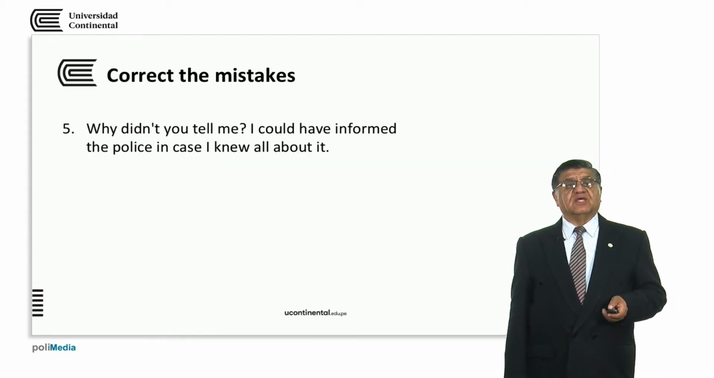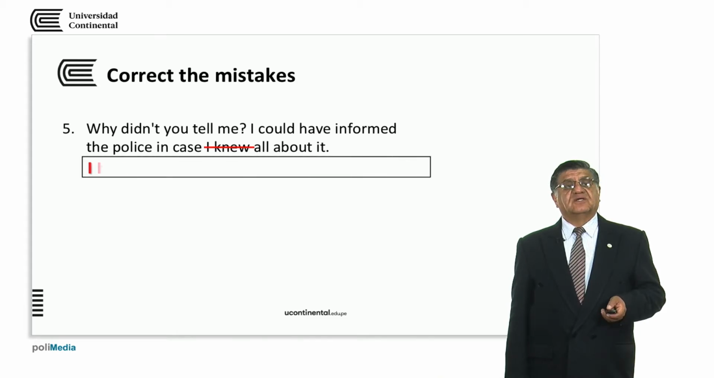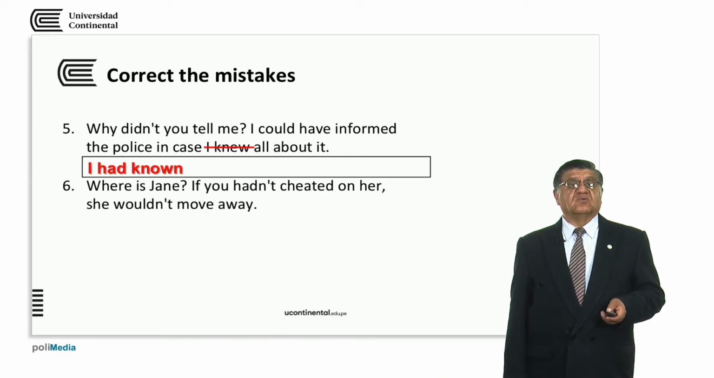Why didn't you tell me? I could have informed the police in case I knew all about it. Obviously, I knew, because it's the if clause that in this case, in case, is instead of if. If I had known all about it, or in case I had known all about it.